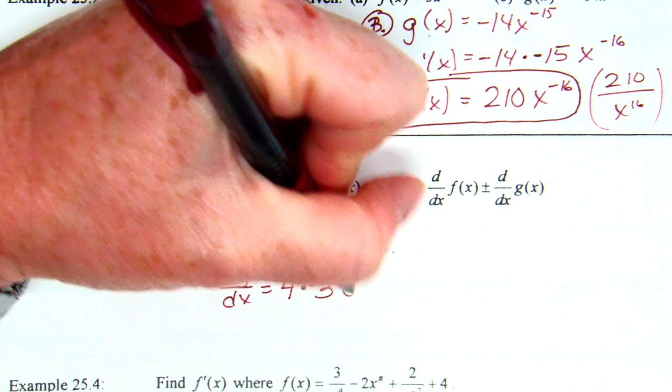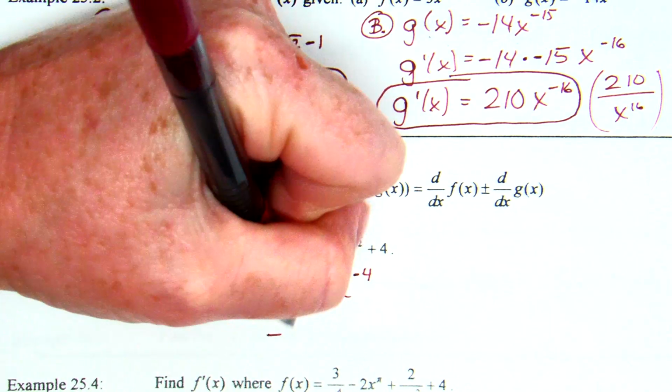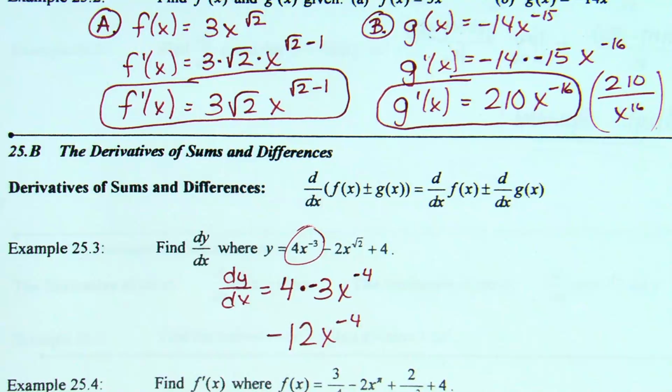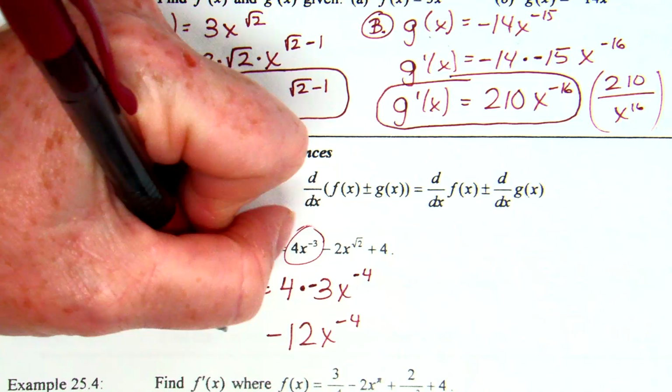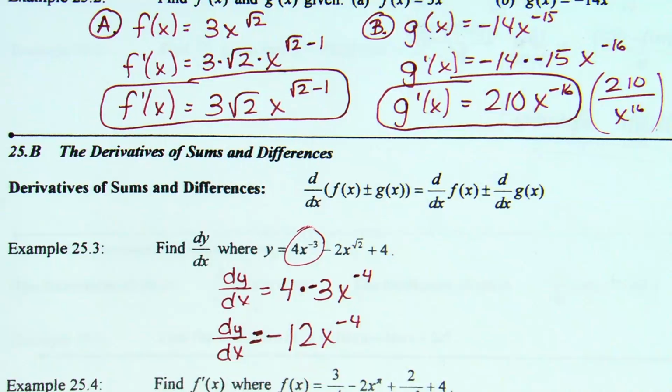And then x to the, what happens when you subtract 1 from negative 3? You're at negative 4. So by all means, if you went ahead and said negative 12 x to the negative 4th, I am all for that. You don't have to do these baby steps forever. I'm just trying to show you where the pieces are coming from. But by all means, I am fully fine if you go straight to that answer.